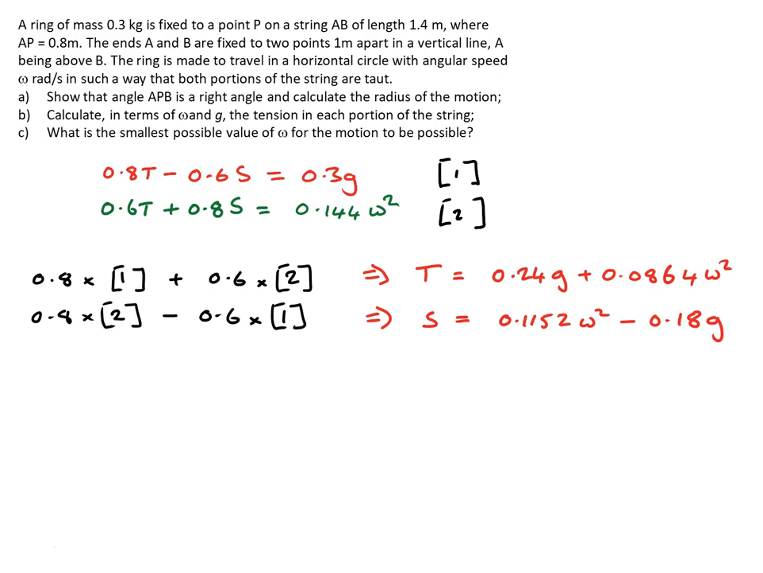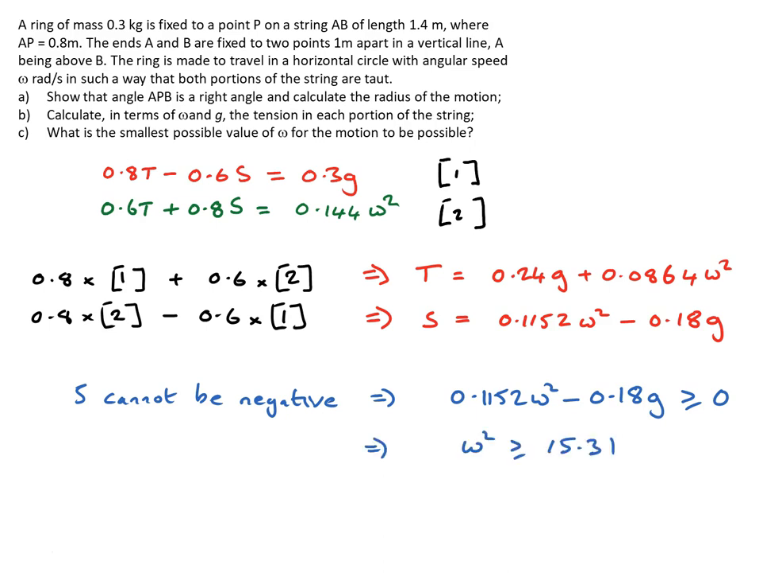What's the smallest possible value of omega for the motion to be possible as described? Well, there's a risk, and the risk is that the bottom string may go slack. We need S to be bigger than 0. So we certainly need S to be non-negative. So we need 0.1152 omega squared minus 0.18g to be greater than or equal to 0. So that gives me omega squared must be greater than or equal to 15.31, or omega must be at least 3.913 radians per second.